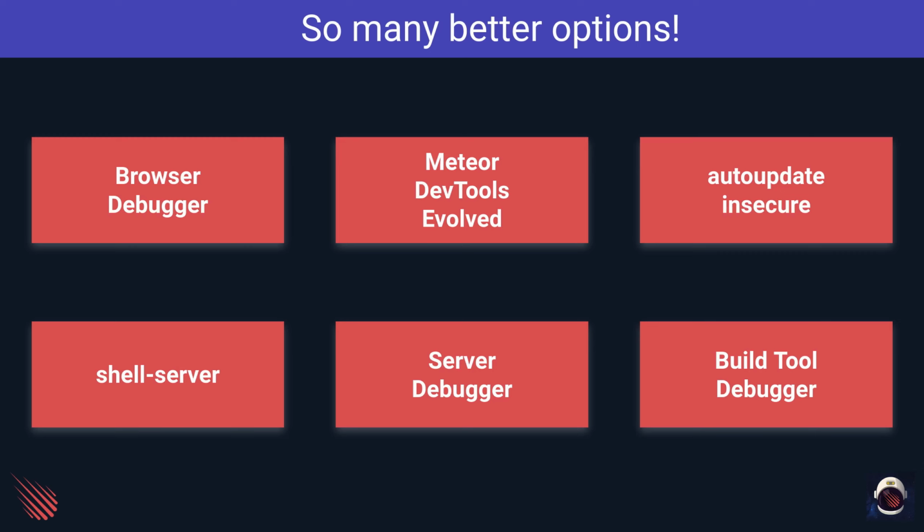On the client, you can use browser-specific tools like the browser debugger or the browser extension named Meteor DevTools Evolved. There are also Meteor core packages like autoupdate and insecure or the lesser-known shell server package. On the server, you can use the native debugging protocol of node.js to inspect your application's server-side code. And if you intend to develop or understand MeteorJS itself as a tool, there is also an option for debugging it. And now, let's take a deeper look at these tools.